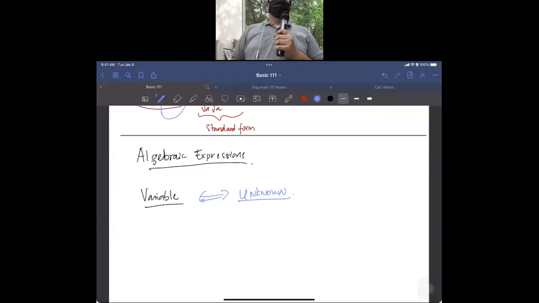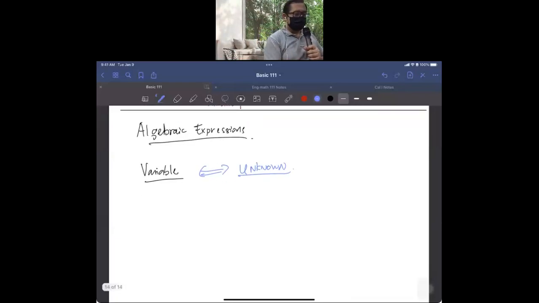The unknown. Back when people invented algebra, they started with playing with some numbers, like you did in maybe elementary school or junior high. Maybe you can start with 2 plus 3 is 5. But then they start to ask, what is this? Oh, it should be 3, right? With something simple like this.